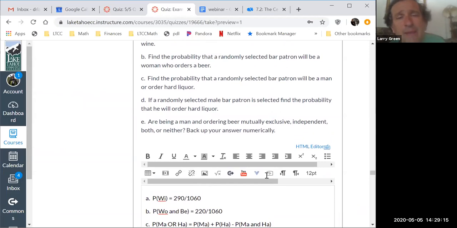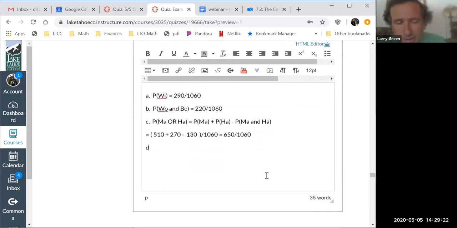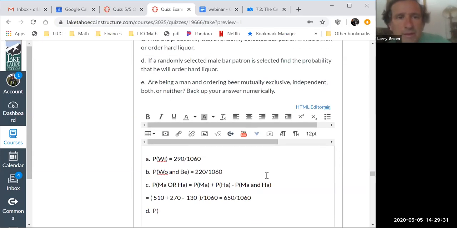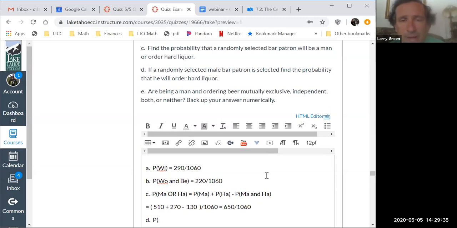D. If a randomly selected male bar patron is selected, find the probability that he will order hard liquor. What's this a probability of? Anyone want to chime in? So randomly selected male bar patron is selected. Find the probability that he will order hard liquor. In symbols, what is that? I don't see y'all jumping in, so I might do it.